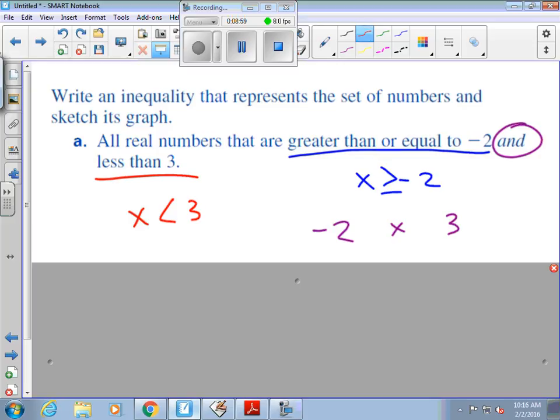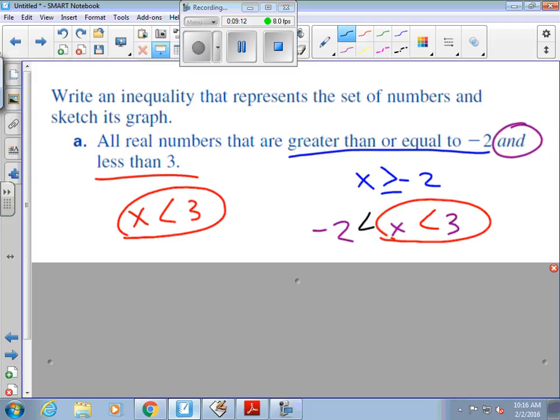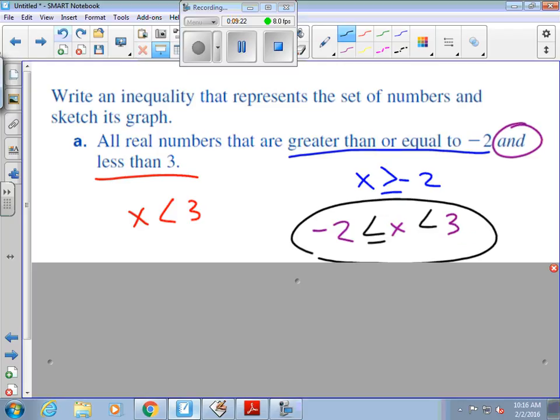This one is in the same direction as this one. Notice x comes first, then 3. So make that symbol match. And then this one goes the same way, less than or equal to. So here is your inequality, it goes this way. This one is your inequality to represent that scenario.